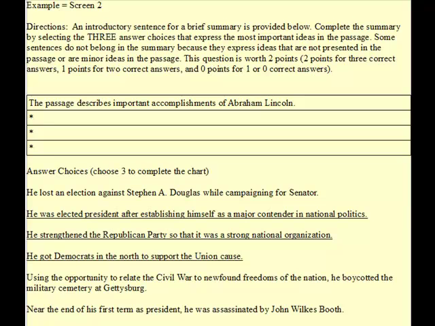The statement that he lost an election against Stephen A. Douglas while campaigning for senator is true, but it is not an important supporting point. The statement that using the opportunity to relate the Civil War to newfound freedoms of the nation, he boycotted the military cemetery at Gettysburg is false. Lincoln dedicated the cemetery, he did not boycott it. The statement that near the end of the first term as president, he was assassinated by John Wilkes Booth is not mentioned.